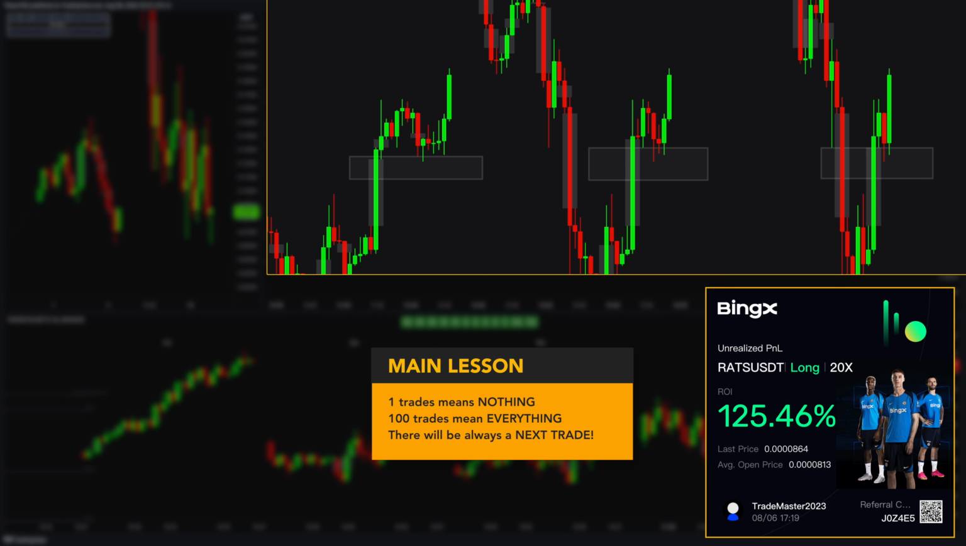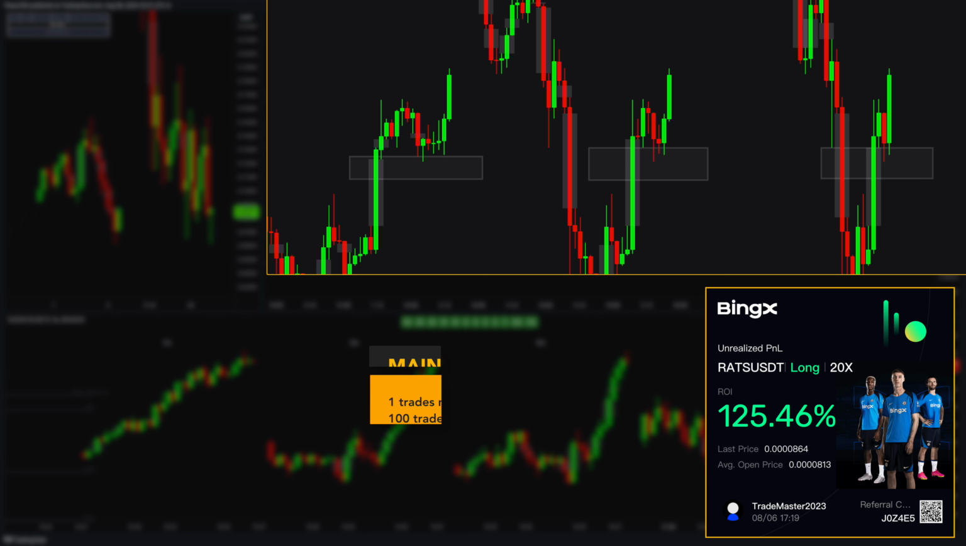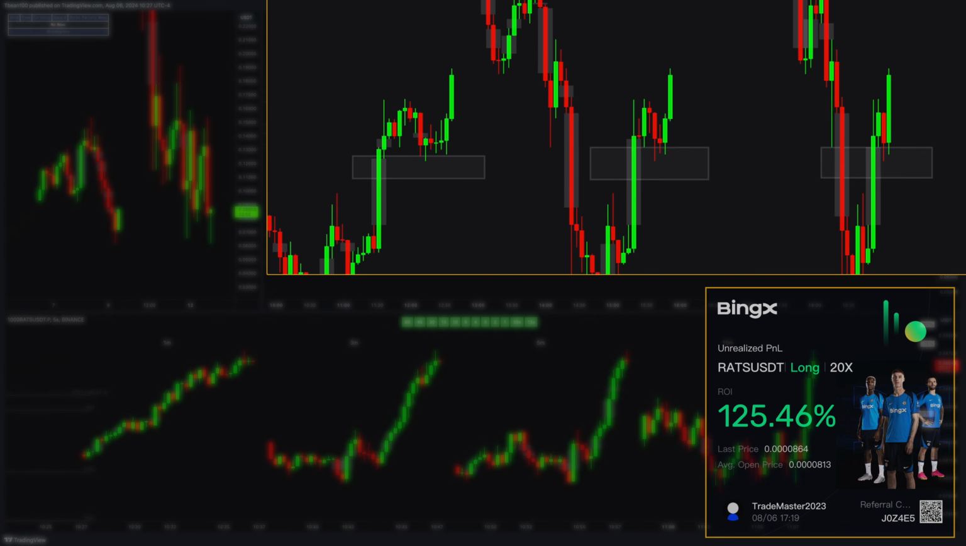So what is the lesson here? One trade, one loss means nothing. 100 trades mean everything. There is and there will always be a next coin, next asset, and next trade.